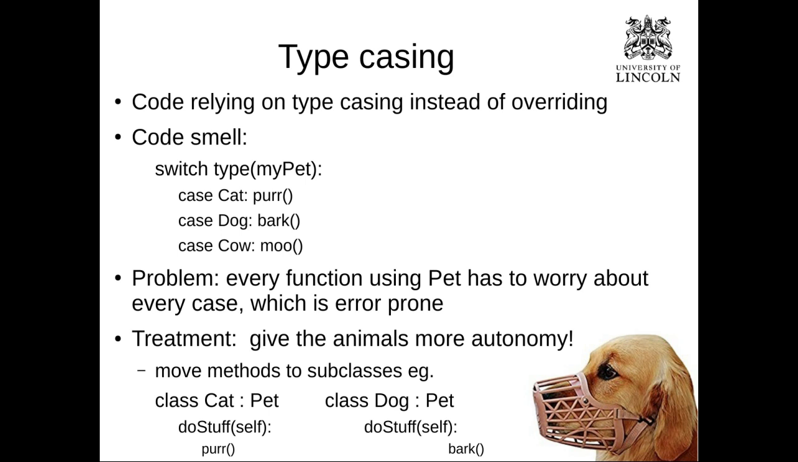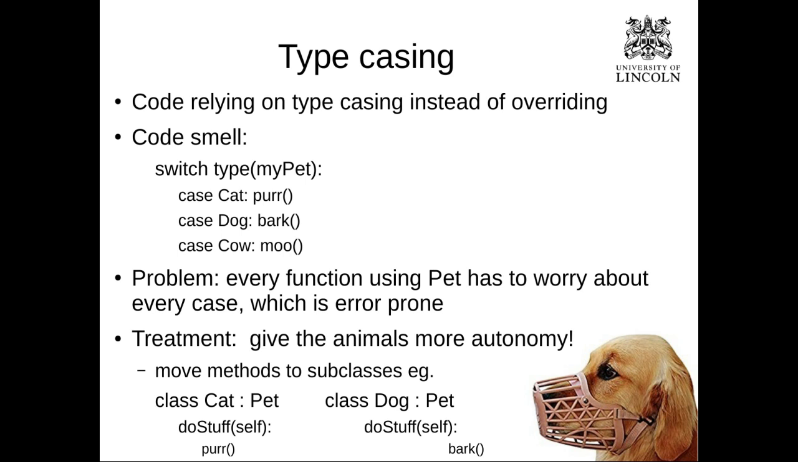So the treatment is to give the animals more autonomy, give the animals a voice, and that means we move the methods to subclasses and we let the class system do the work instead of switches and cases. So in this case, we would move all this logic into a function called doStuff in each of the pet subclasses. Here we have a cat which is able to do stuff, and that will do purring. We have a dog that is able to do stuff, that will do barking. And this means that now when other members of our team add new animals to the system, as long as they implement those same methods, they can do it without having to let the authors of the calling functions know what they're doing. It's separating the differentiation of behavior from the caller.